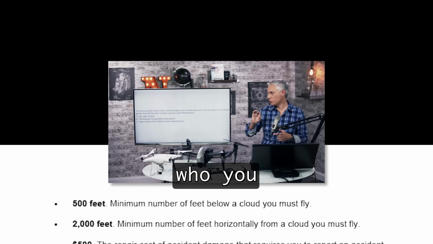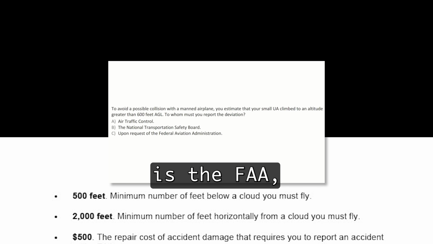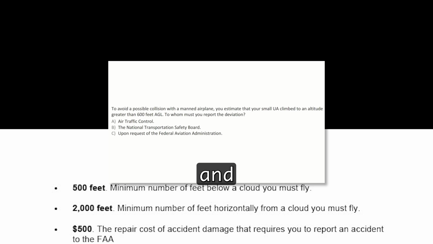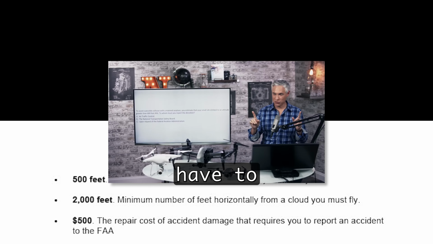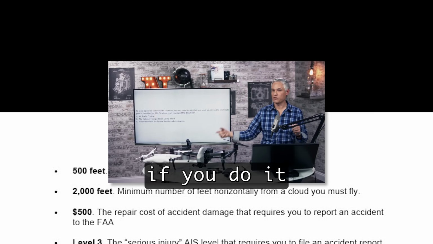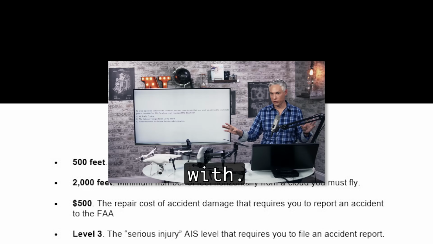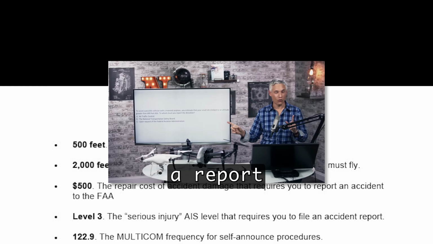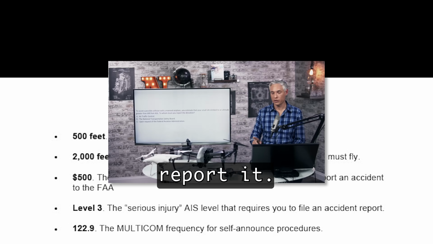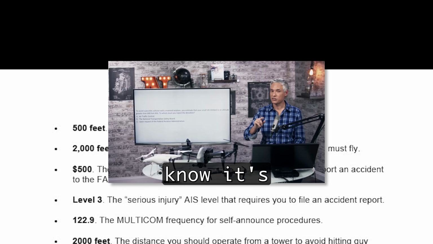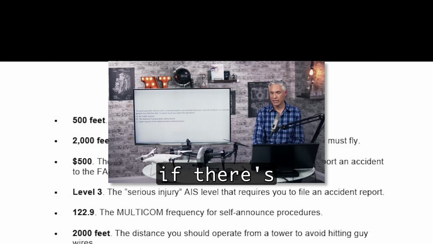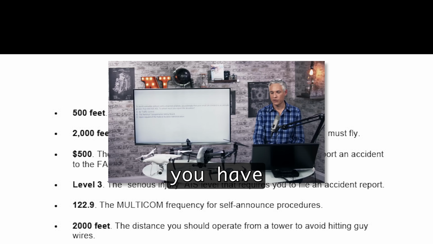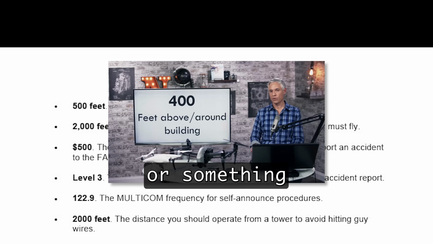The only person who you will ever report to is the FAA, and you don't actually have to report flying over 400 feet if you do it to avoid something. They don't want to be bothered with lots of little reports like that. Only if it becomes news and they say, hey, make a report on this, will you have to report it. So it's important to know it's okay to fly over 400 feet if there's an emergency, if you have to take evasive action or something.